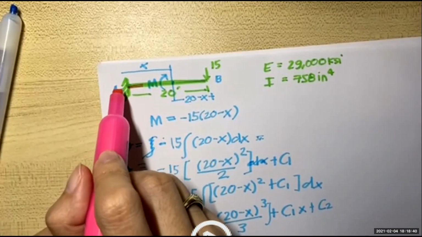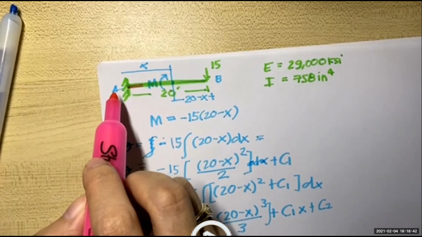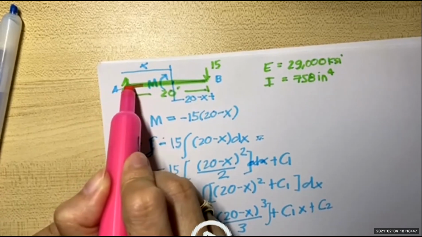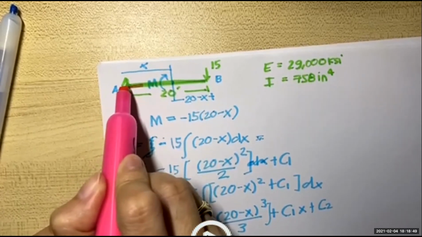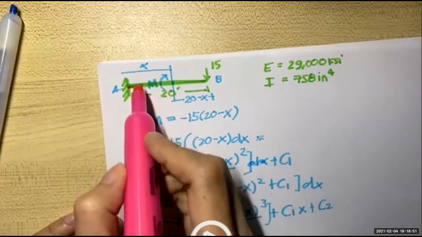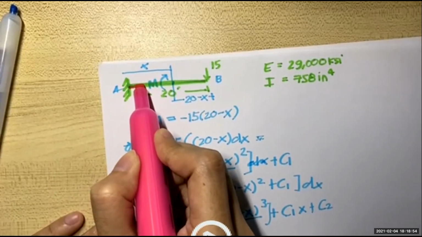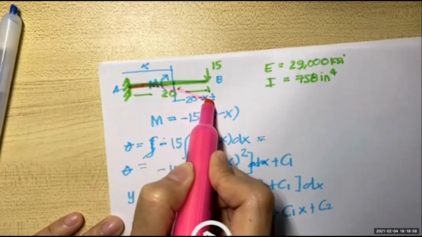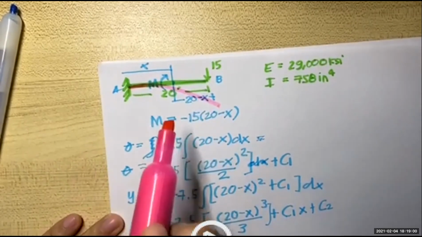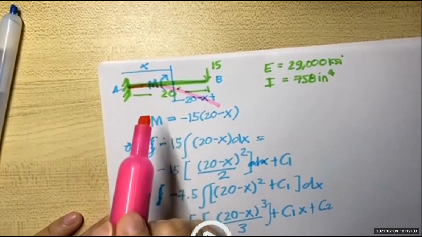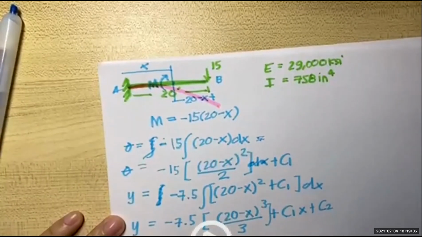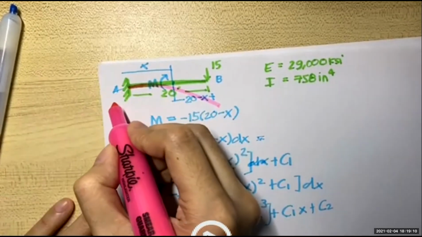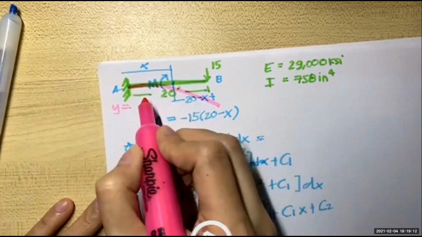Bakit? Because, di ba, ang fixed meron niyang moment reaction. Therefore, it resists rotation. So, wala kang deflection. So, kapag fixed support, walang deflection. So, straight line muna siya. Then, at some point in the beam, tsaka siya magde-deflect. So, gaganitong lalabas niyan. Now, based on this beam, the only support na 0 yung deflection is at A. So, we can say here your y is equal to 0.